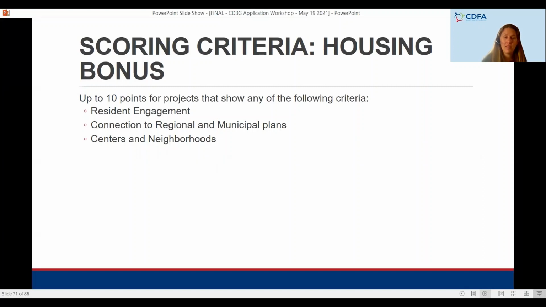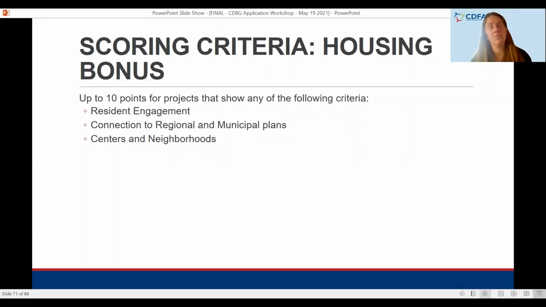And then there's up to 10 what we consider bonus points. So this is 10 points, and there's further defining of the criteria in the application and program guide. But if you're able to show significant resident engagement, connection to regional and municipal plans, and that your project supports centers and neighborhoods, you'll receive up to 10 bonus points for meeting any of those criteria. And all that together does equal the 200 points that can be reached.